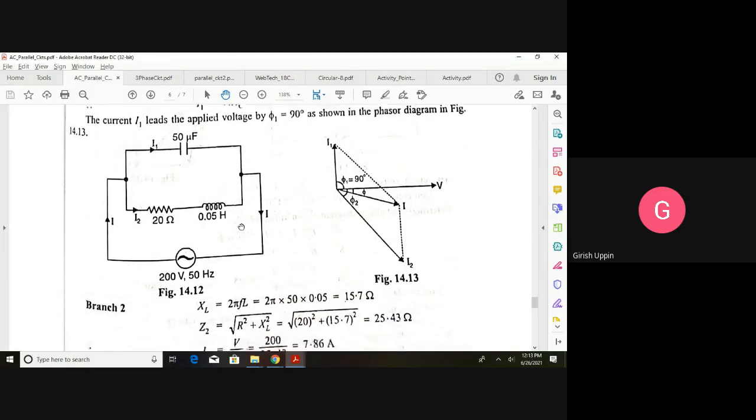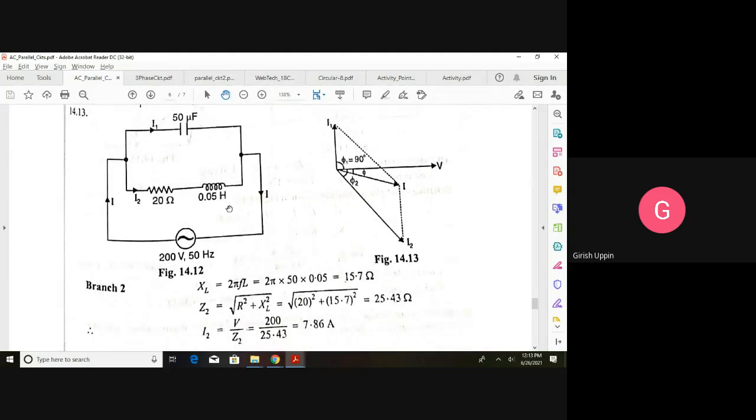Similarly, we can find the impedance of the second branch. Before that you calculate XL. XL is equal to 2 pi FL, which will come as 15.7 ohm. Now I have to find the impedance of this branch. Z2 is equal to square root of R square plus XL square, that is square root of 20 square plus 15.7 square. You get the impedance of this branch as 25.43 ohm. Once you know the impedance, you calculate I2, because the voltage across this branch is V. V is equal to I2 into Z2, or I2 is equal to V by Z2. You get it as 7.86 amperes.